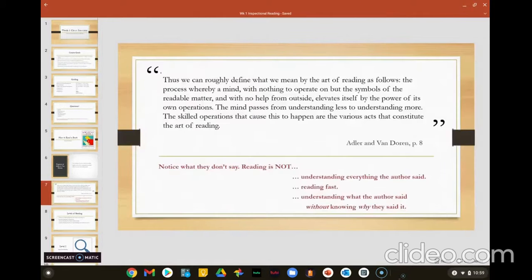All right, so we first want to know, how do Adler and Van Doren define reading and how do they think about reading? Okay, so here's a quote from their book on page 8. They say, "Thus we can roughly define what we mean by the art of reading as follows. The process whereby a mind with nothing to operate on but the symbols of the readable matter and with no help from outside evaluates itself by the power of its own operations. The mind passes from understanding less to understanding more. The skilled operation that causes this to happen, or the skilled operations that cause this to happen, are the various acts that constitute the art of reading."